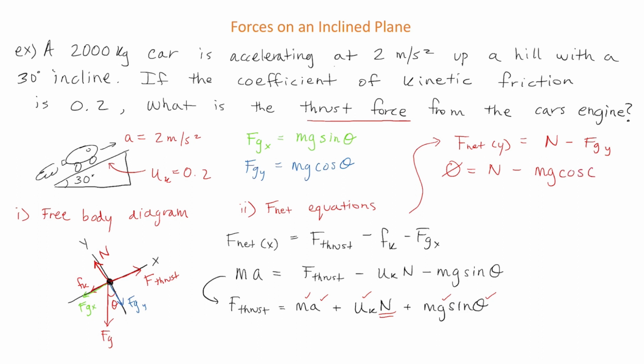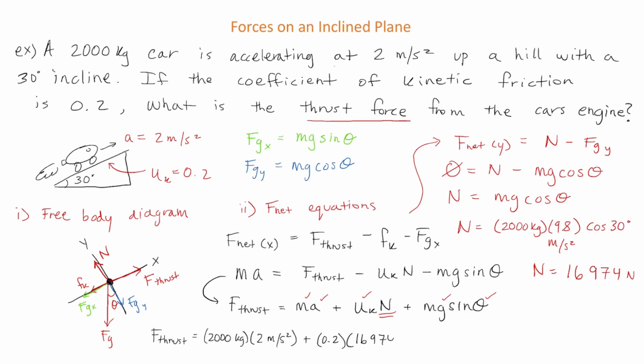I can also replace Fgy with mg cos theta, and then all I have to do is rearrange the equation to isolate for the normal force, plug in my values for the mass, the acceleration due to gravity, and the angle, and we find that the normal force is equal to about 16,974 newtons. And with that, I can solve for the thrust force by plugging in all the known values.